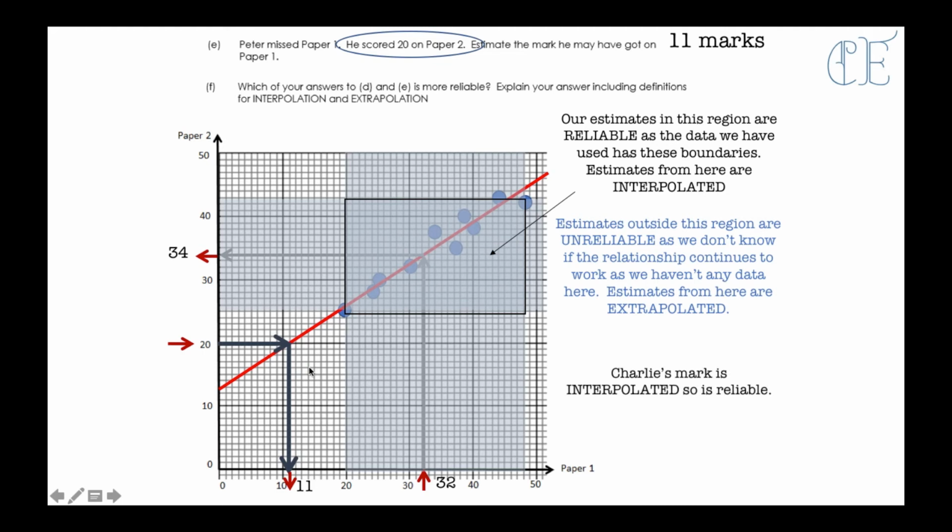Charlie's mark is interpolated, so is reliable. Peter's mark is extrapolated, so is unreliable. So those are your answers. Try to take some really good notes here because these are easy marks. You've just got to remember exactly what the examiner wants you to say.